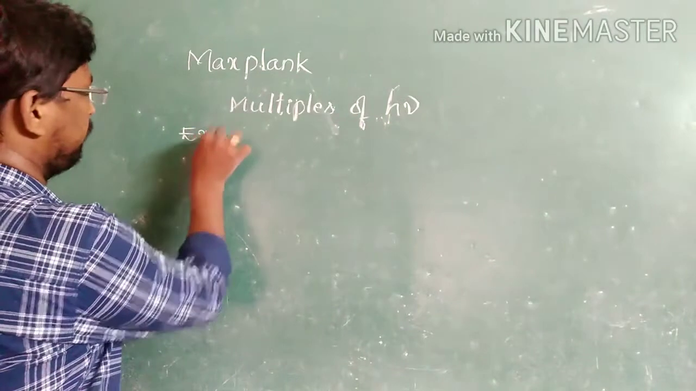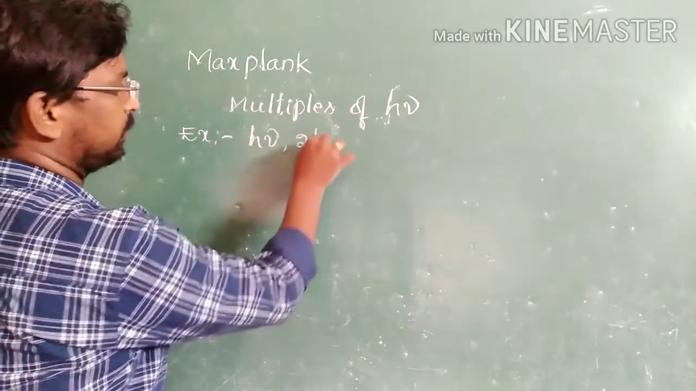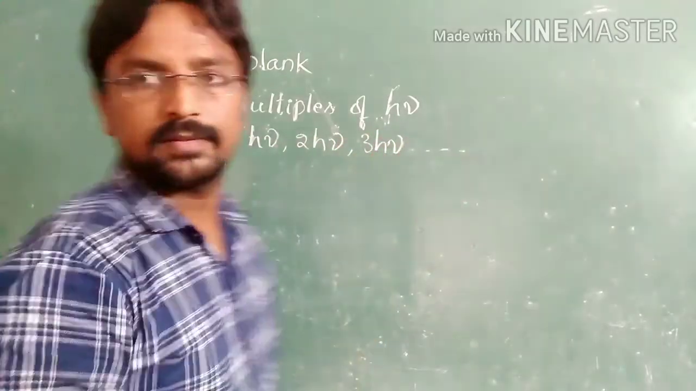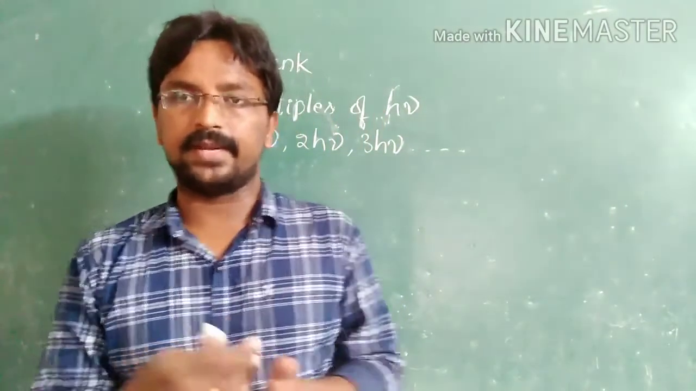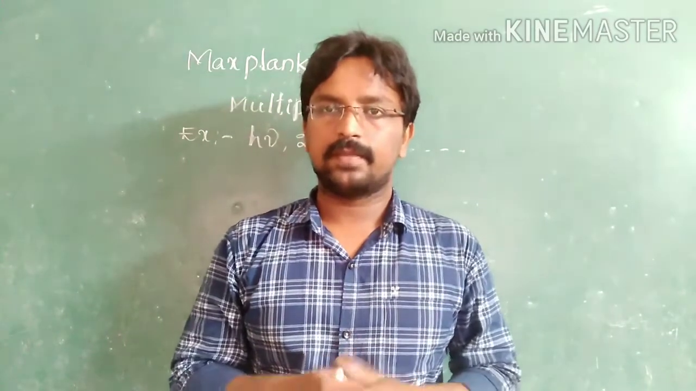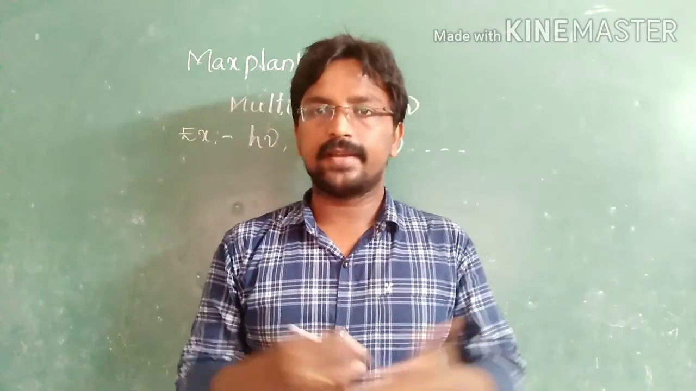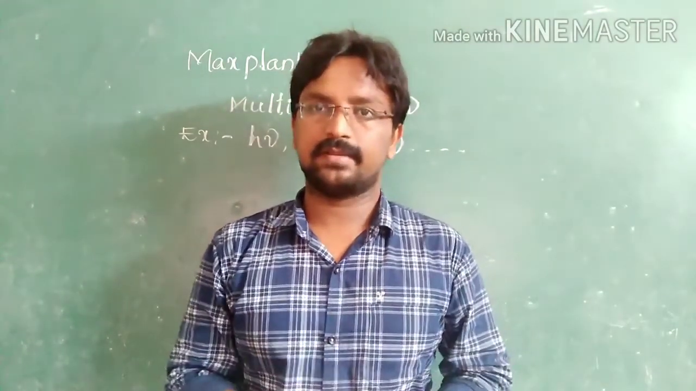For example, h nu, 2h nu, 3h nu, and so on. Like that, the energy is emitted. So energy is not in a continuous form. The energy is gained or lost in a discrete manner, in discrete values, not in a continuous manner.